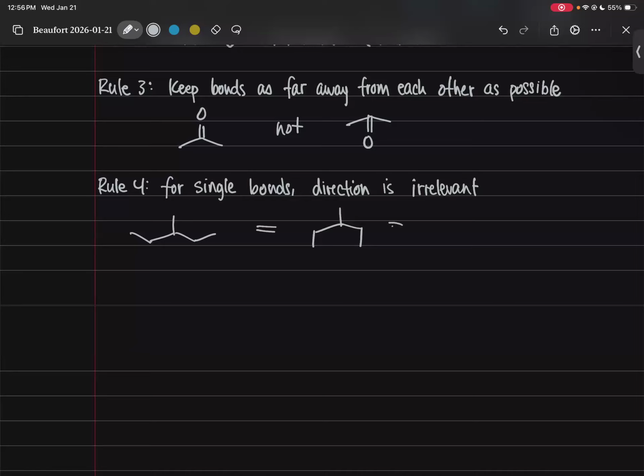So we could just as easily draw it like that, where one of them's going up, one of them's going down. Doesn't matter.